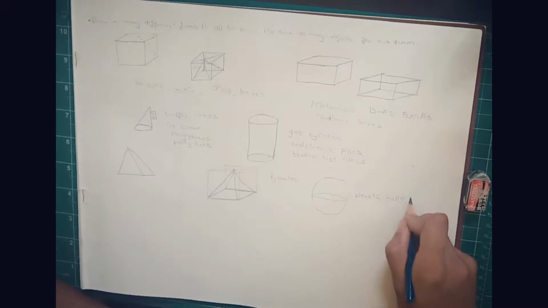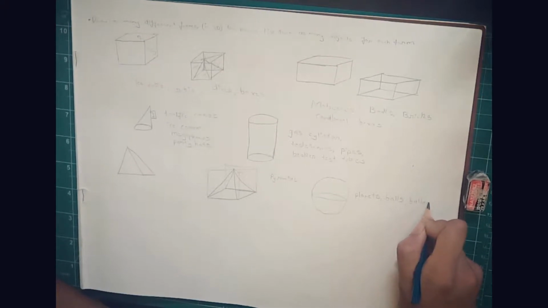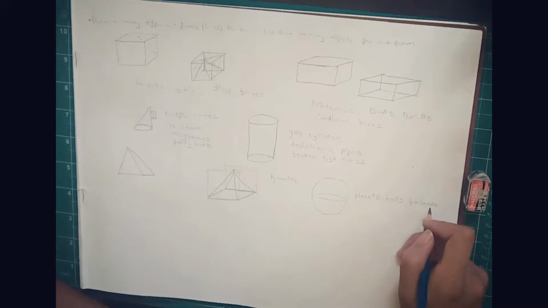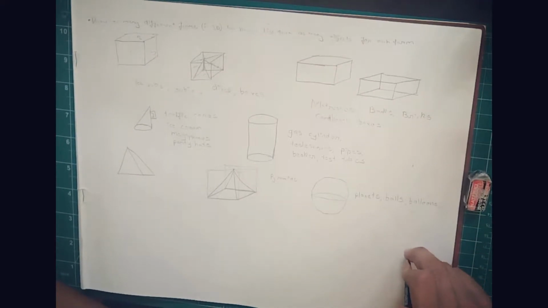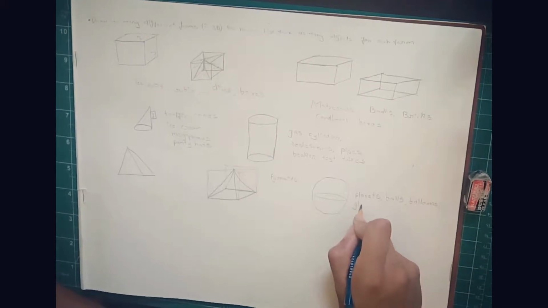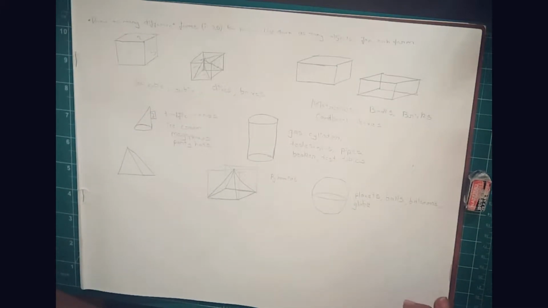Then you've got balloons. They're technically kind of oval, but yeah, counts as a sphere. And then you've got the globe, and there are many examples. I'm just listing down some of them which I know right now.